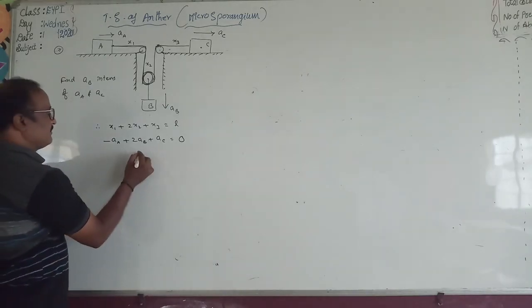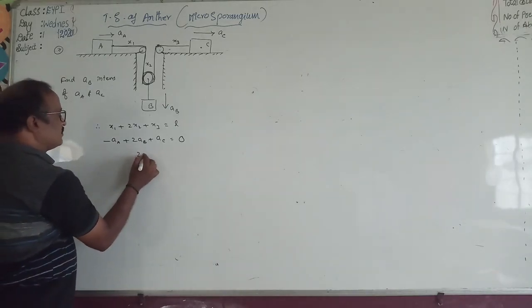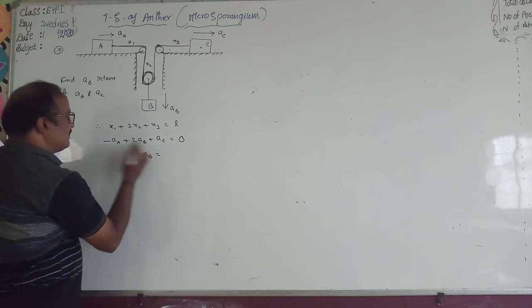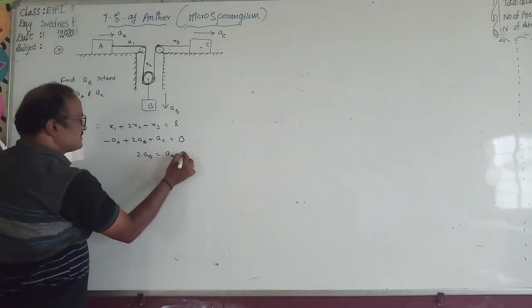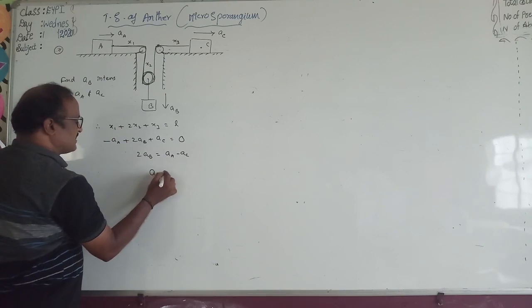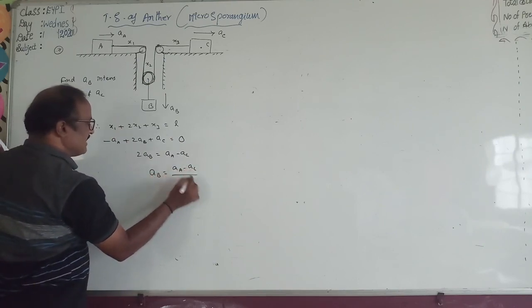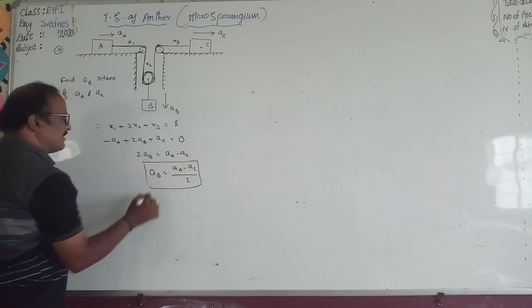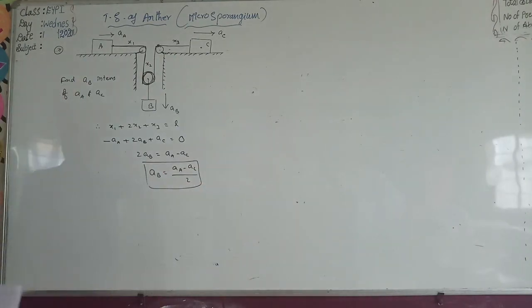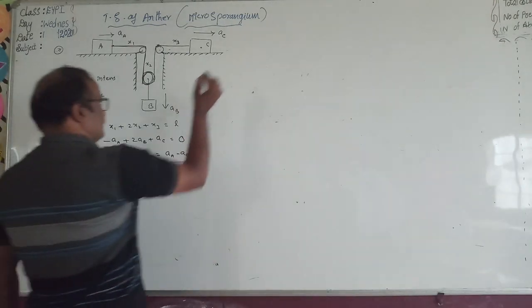So from this equation, we have 2AB is equal to AA minus AC. Therefore, the acceleration of B is equal to the acceleration of A minus the acceleration of C, divided by 2. So this is the formula of AB in terms of AA and AC.